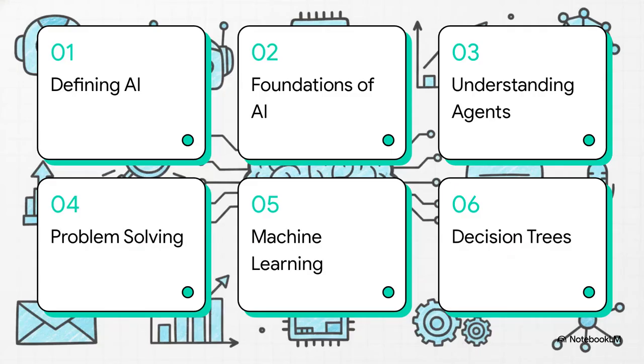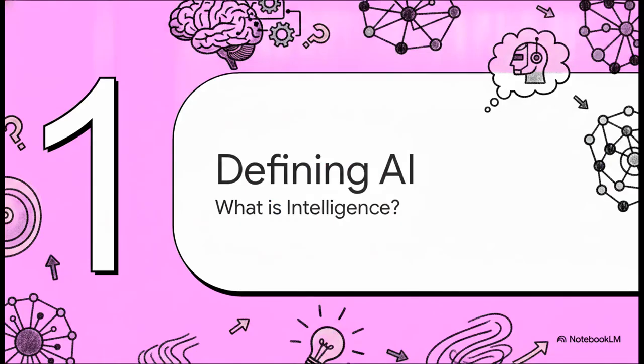Here is our roadmap for today. We'll start by defining AI, look at its foundations, understand AI agents, explore problem-solving through search, see how machines actually learn, and wrap up with a deep dive into decision trees. Let's jump in. Section 1.